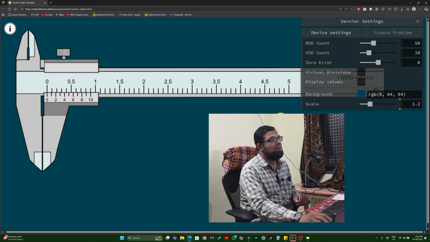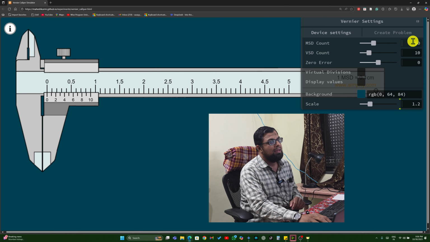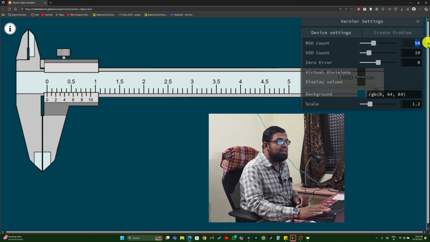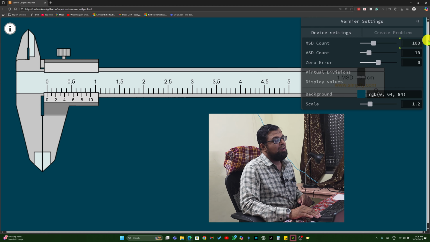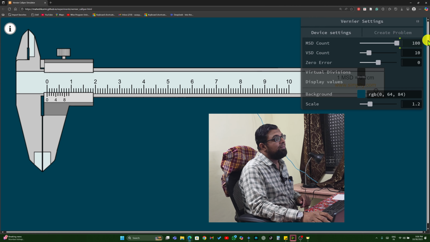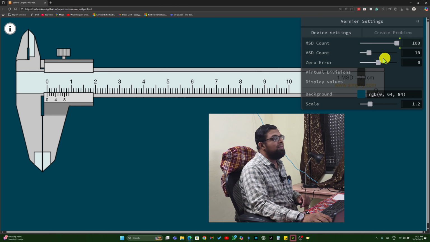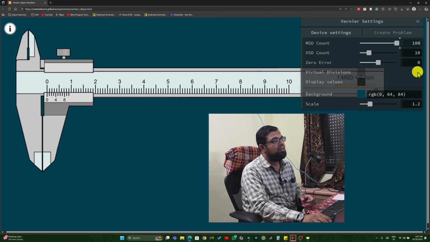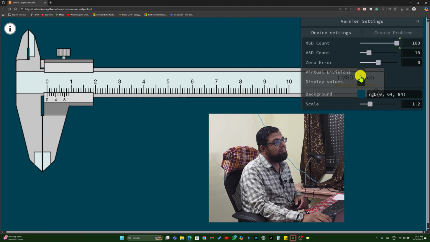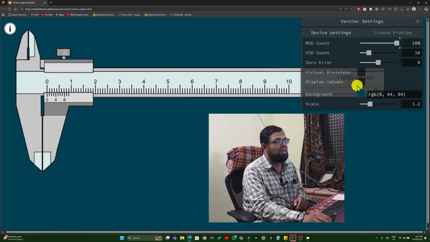Now in case of our usual Vernier caliper, we have generally 15 centimeters. So I will take this as 10 centimeter, that means 100 millimeter on the main scale divisions. Then on the Vernier scale count, I will keep it as 10 only. Then zero error, I will keep it as 0 only for the time being. Later on we'll see how the zero error can affect the readings. Then virtual division, I will not make anything. Display values, later on we'll do these display values.